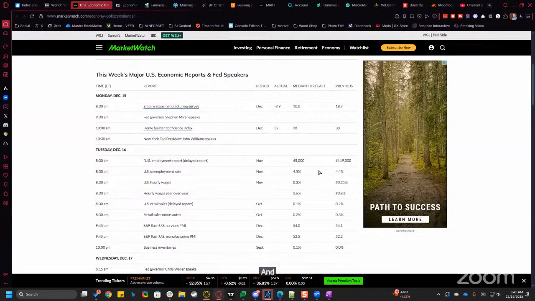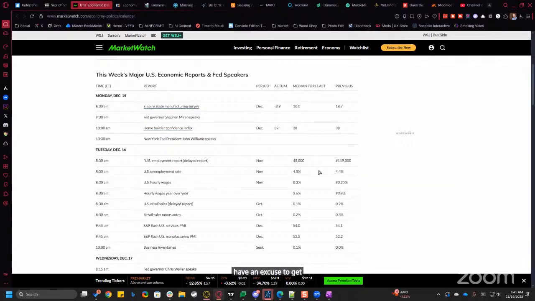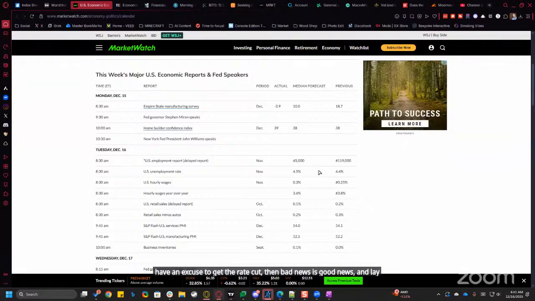And it all changes, right? It's a rotation, it's a cycle. When the market wants the bad news so that it can have an excuse to get the rate cut, then bad news is good news, and although layoffs are bad, it's considered bad news being good news. And then the company who did the layoffs usually gets bid up until it doesn't.